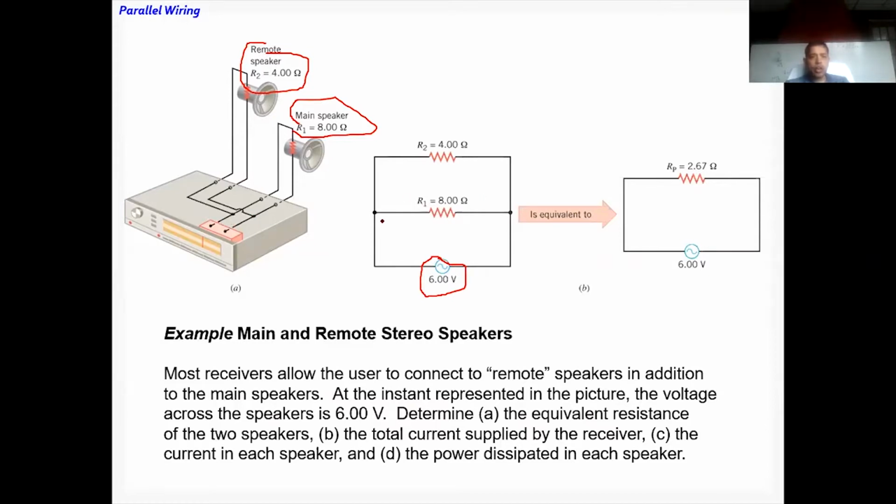In parallel, the current divides up, right? So this is your current. Suppose this is your current I. Then some of the current goes from here and some of the current goes from here. You can call them I1 and I2. This is I1 current, this is I2 current, meaning the current divides up.